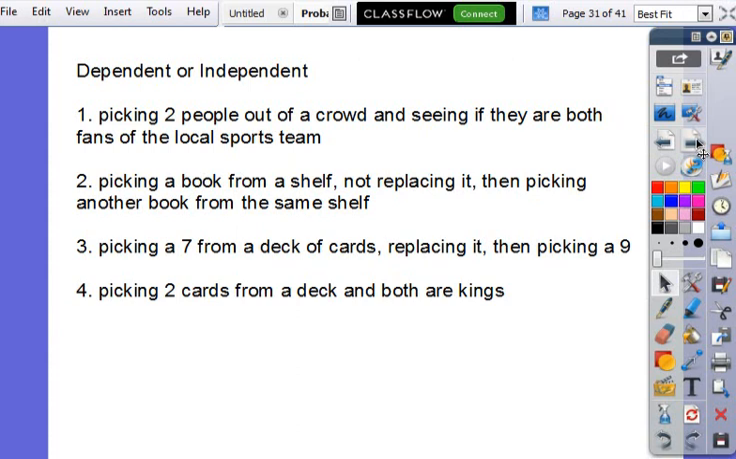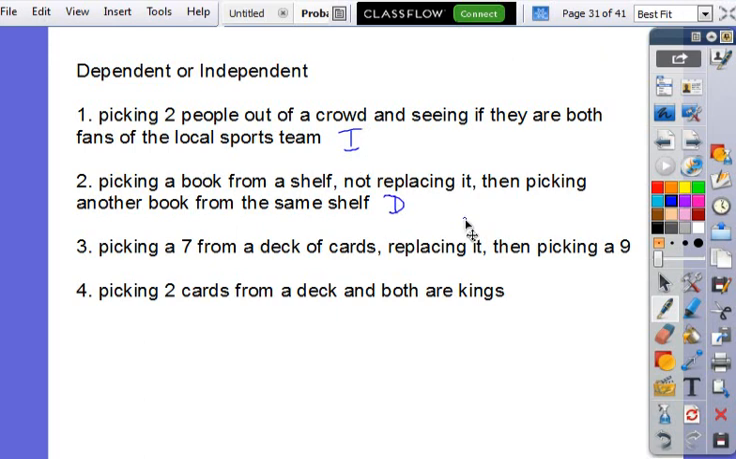All right, first one says picking two people out of a crowd and see if they are both fans of the local sports team. That should be independent. Why? Because whatever this guy picks has nothing to do with whatever this other person picks. The first person's choice has nothing to do with the second person's choice. So that would be independent. Picking a book from a shelf, not replacing, and picking another book from the same shelf. That's dependent. When I do the not replacing stuff, that's dependent.